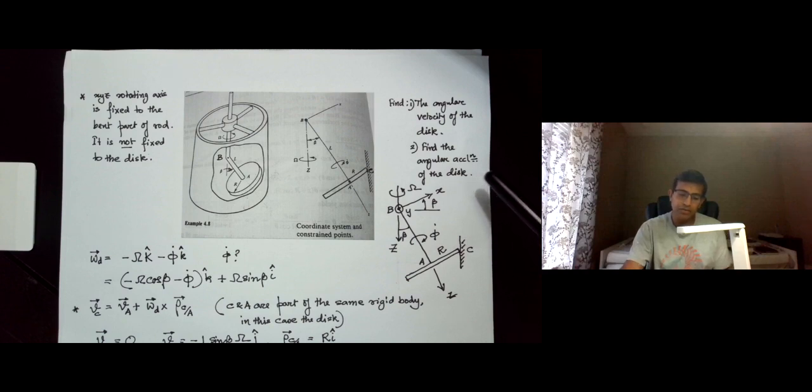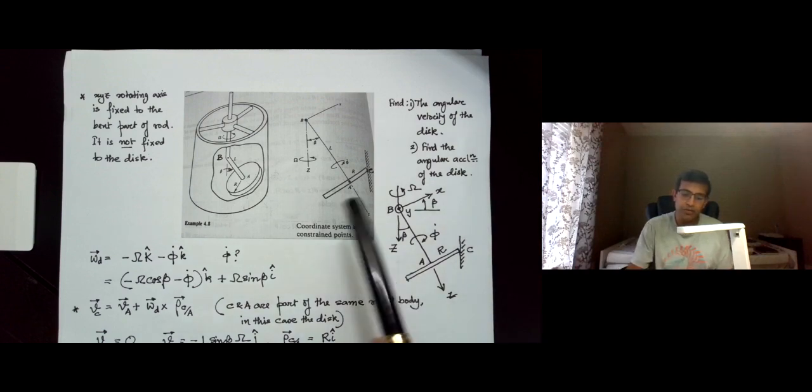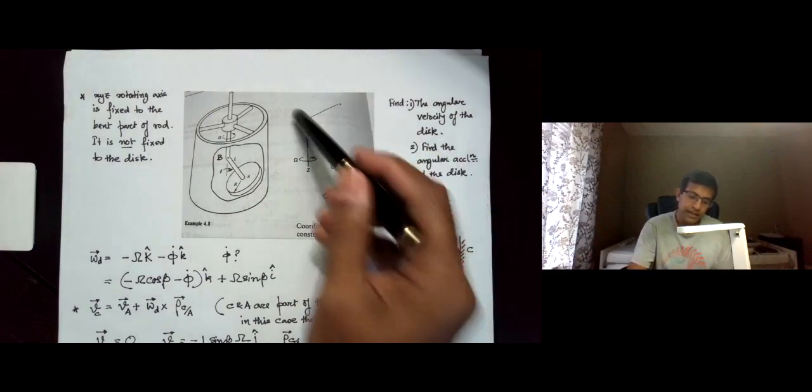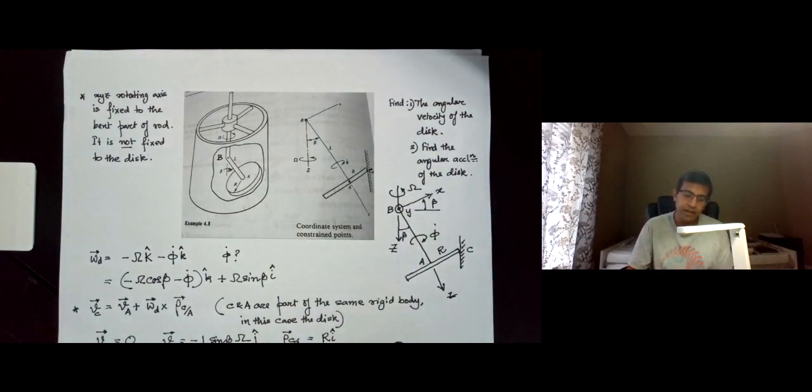And in order to do so, what we did is that we used the rotating XYZ reference frame that has been specified in the problem. This XYZ reference frame is such that Z is along the bent part of the rod, and the XYZ is fixed to the bent part of the rod. It is not fixed to the disc.